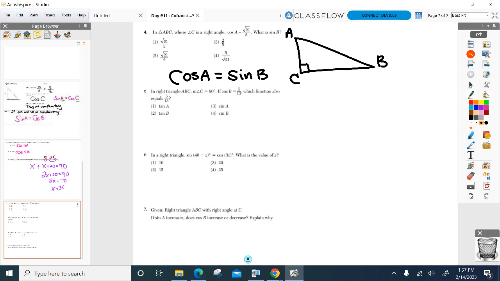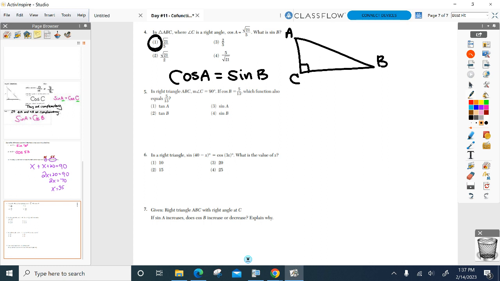What was the cosine of A? Radical 21 over 5. So what's my sine of B? Radical 21 over 5. I don't need to do any playing around. As long as they're complementary, cosine of one equals the sine of the other. All right, how about 5? Same diagram, so I know A and B are complementary. Cosine B is 5/13. What else has to equal 5/13 then?